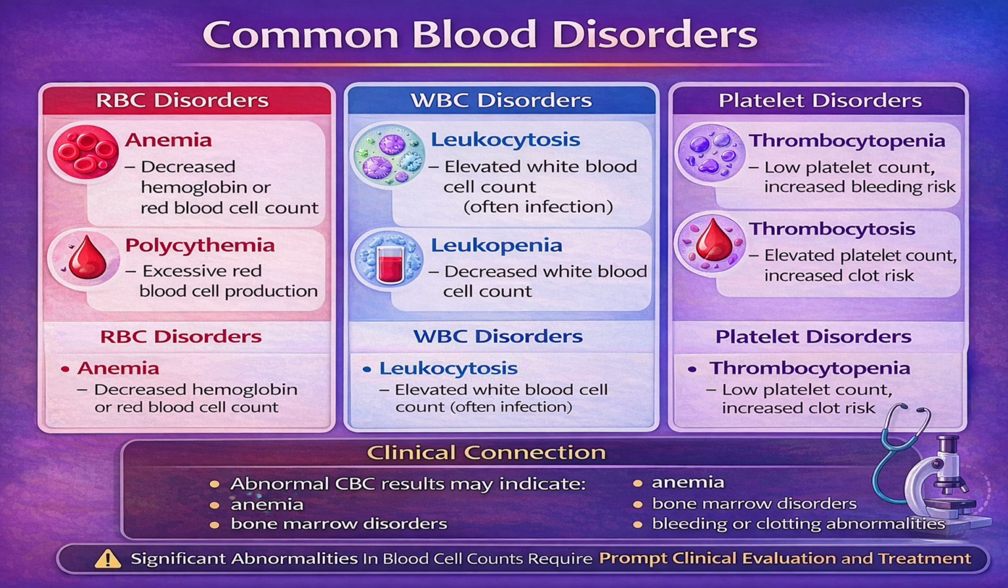Thrombocytopenia occurs when platelet levels are too low, which increases the risk of excessive bleeding or bruising because the blood cannot clot properly. Now, on the other hand, thrombocytosis occurs when platelet levels are elevated. This may increase the risk of abnormal clot formation, which can lead to conditions such as deep vein thrombosis or DVT, and pulmonary embolism or PE. Recognizing these abnormalities allows healthcare professionals to identify potential disease processes and guide further diagnostic testing and treatment.